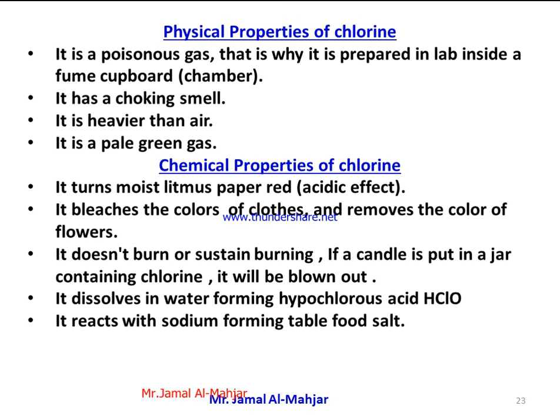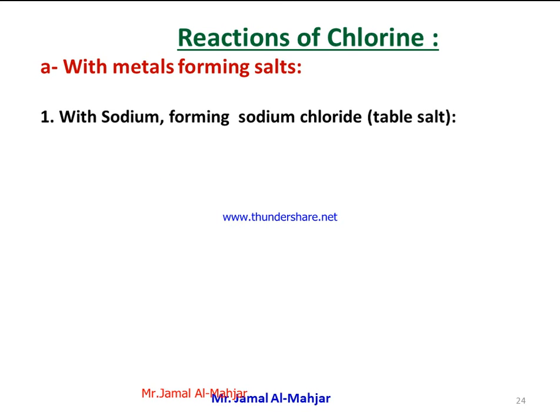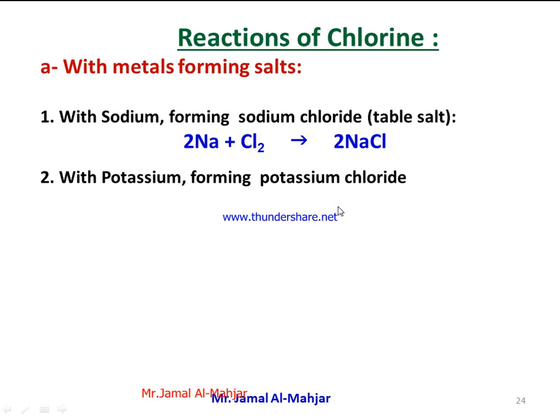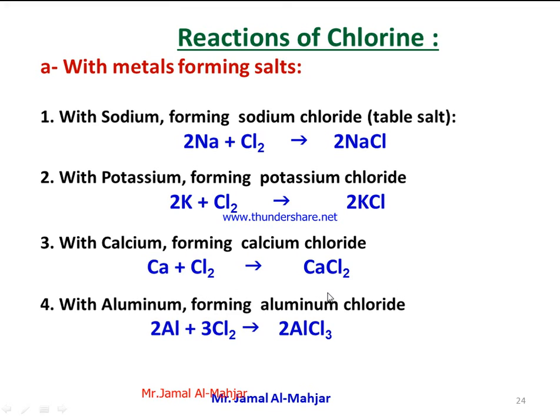It reacts with sodium, forming table salt, NaCl. Here are some reactions with metals forming salts, such as with sodium forming sodium chloride, what we call table salt. Sodium plus chlorine give us sodium chloride. Potassium with chlorine gives us potassium chloride. Calcium with chlorine gives us calcium chloride. With aluminium, forming aluminium chloride. So all of these compounds are salts.